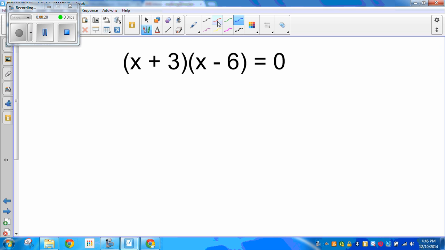Now, something that you should notice here is I have an equation that's already been solved. It's already been factored for me. I'm assuming that you know how to factor, so we're not really going to talk about that in this video. Check out other videos for that. But let's assume that I've already factored this. I've got (x + 3)(x - 6) equal to 0.